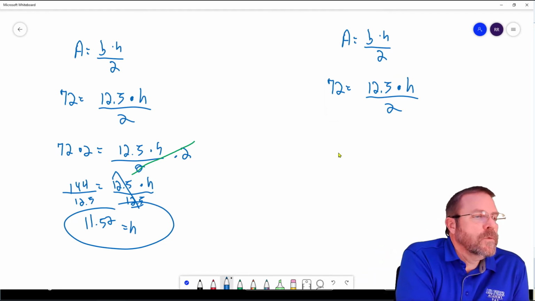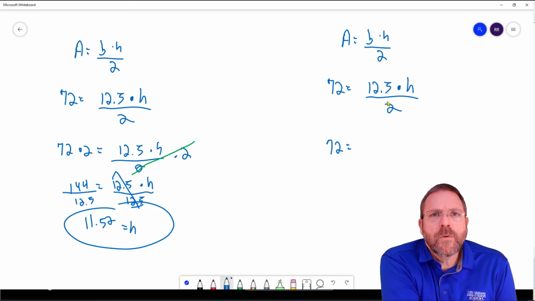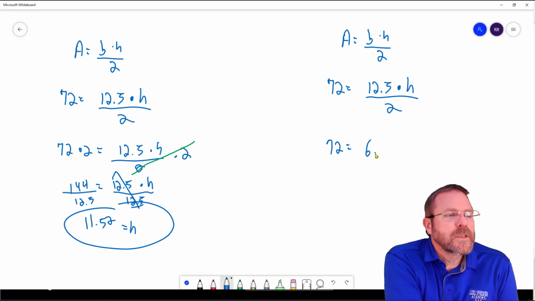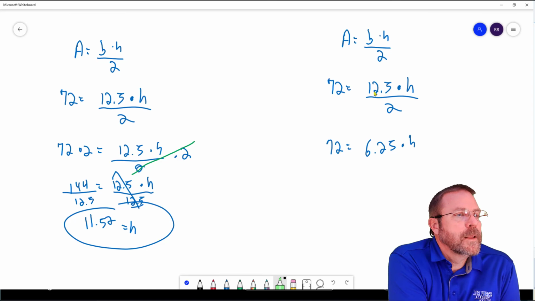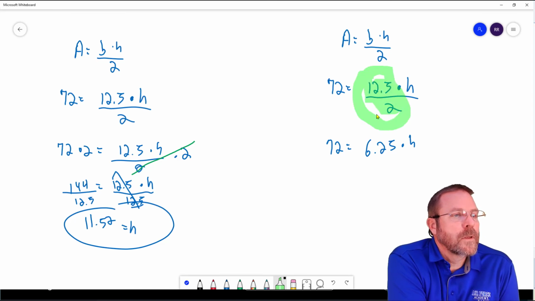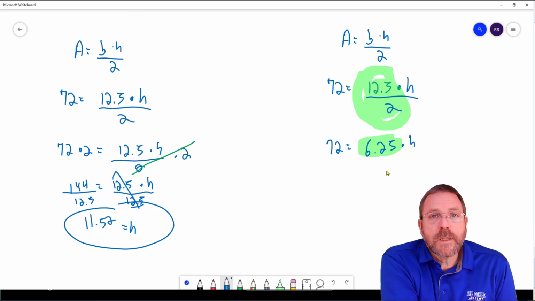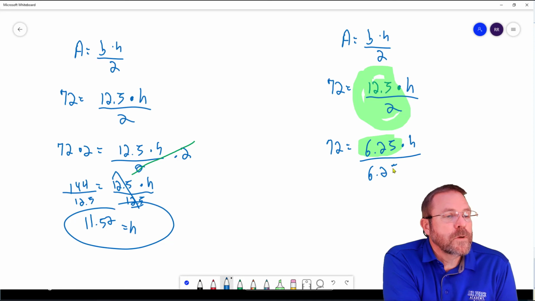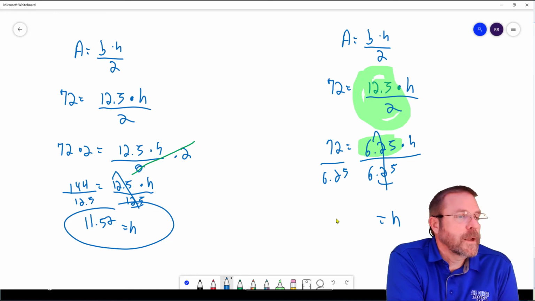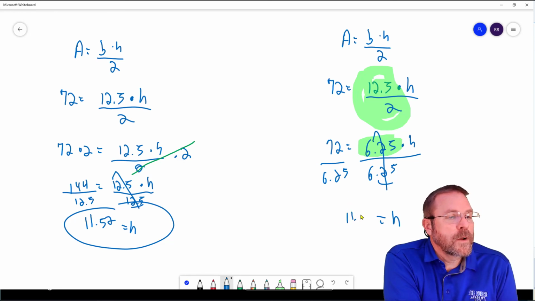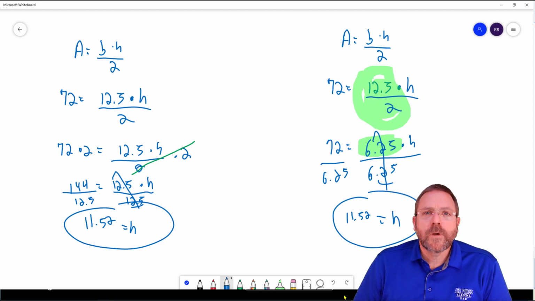And instead of working it the way I showed you, I'm going to leave that 72 alone, and I'm going to divide 12.5 by 2, which is going to give me 6.25 times the height. All I did is divide these two numbers right here, and that gave me that number right there. From there, you treat it just like an equation: divide by 6.25 on both sides. These divide out becoming 1. 1 times the height is the height. And when you divide that other number out, you get the same 11.52 that you would have got the other way. Two different ways to skin the cat.